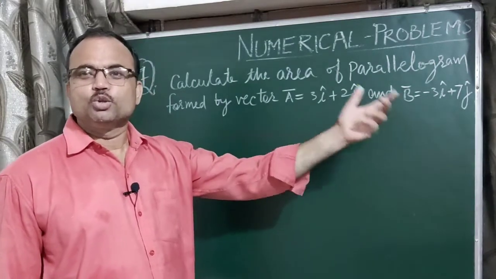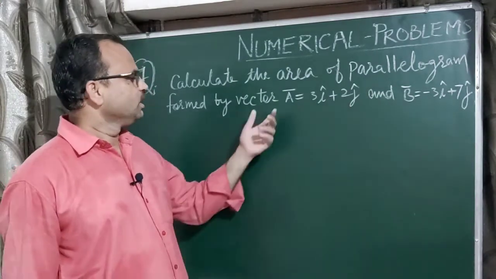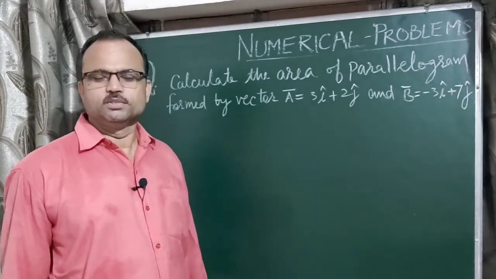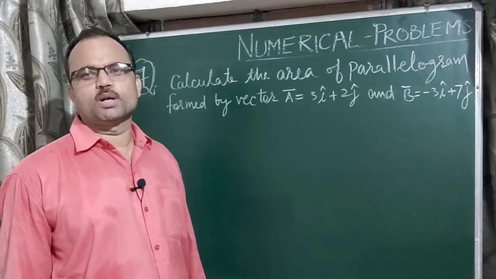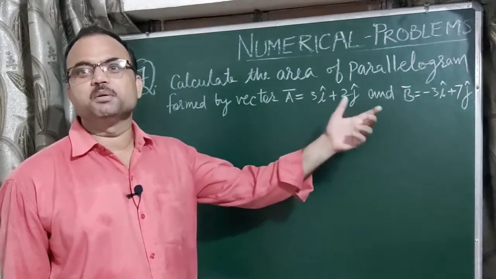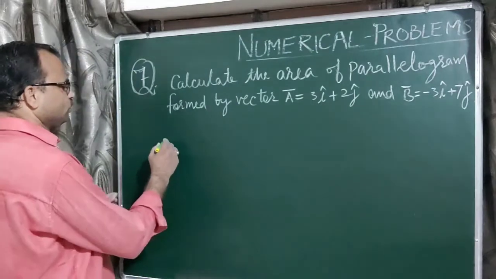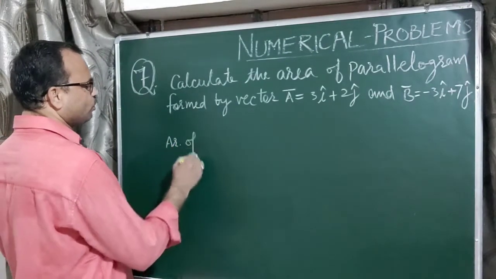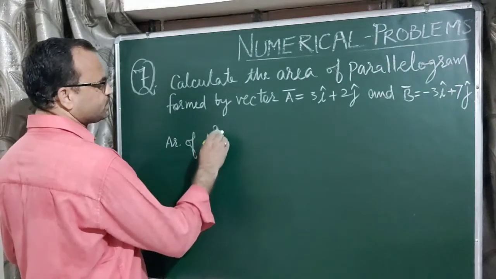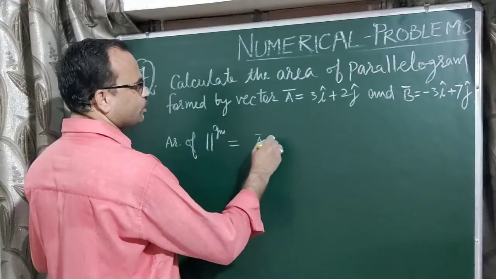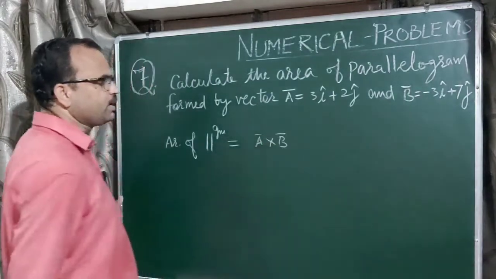Calculate the area of the parallelogram formed by vector A and vector B. As we know, the cross product of two vectors represents the area of the parallelogram, meaning the magnitude of the cross product of A and B. So here we can write area of parallelogram is equal to the magnitude of A vector cross B vector, right?